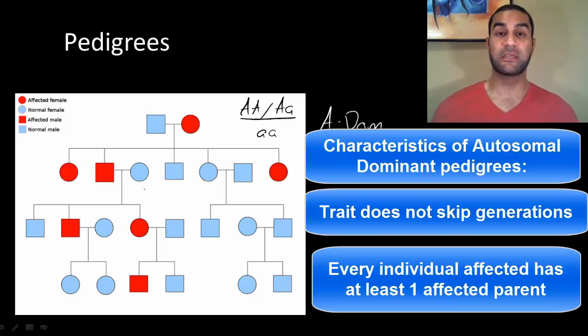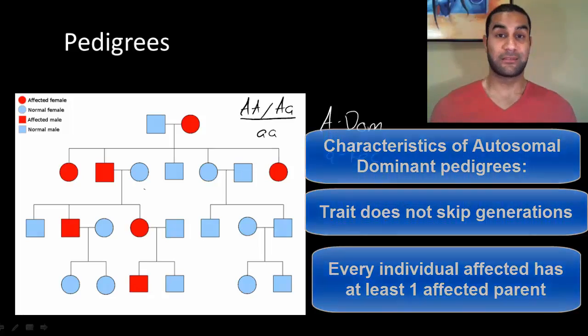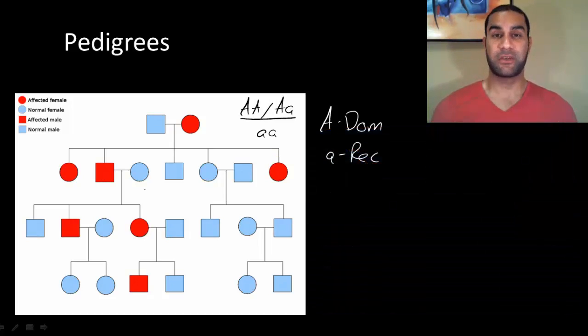If you ever see 2 unaffected parents that have a child that's affected, it can't be dominant. There's no way, because if they passed on the dominant allele, they would have to be affected as well. So if you ever see 2 unaffected parents that have a child that is affected, that's not a dominant trait. You can't skip a generation with a dominant trait. So in this situation, because there's no skipping of generations, every person that has it has at least a parent that has it as well.